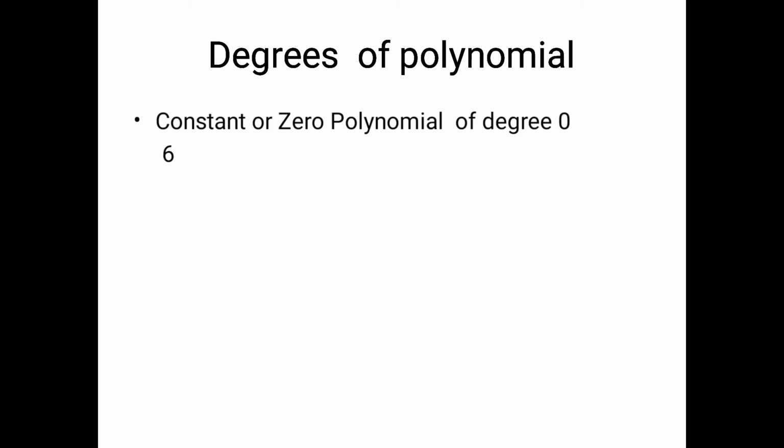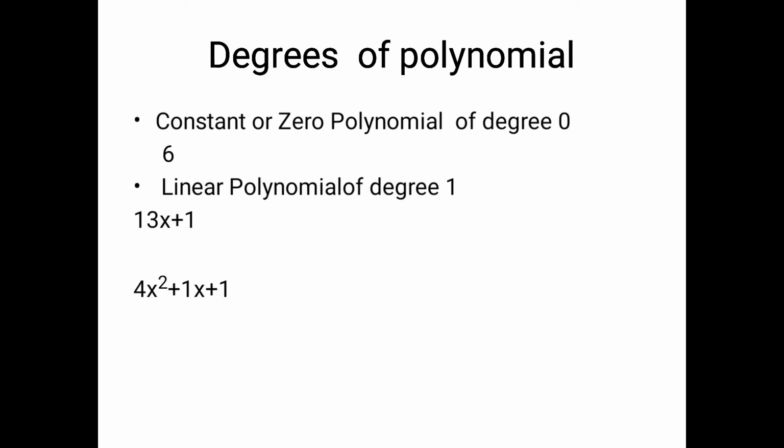Degree of a polynomial. First of all, we should know what the degree of a polynomial is. Suppose we have a polynomial, and there is a highest power of the variable in that polynomial. The highest power of the variable is called the degree of the polynomial. Suppose we have a constant number 6. It is called a constant or zero polynomial of degree 0. It has no variable. And we have a linear polynomial 13x plus 1, a linear polynomial of degree 1.